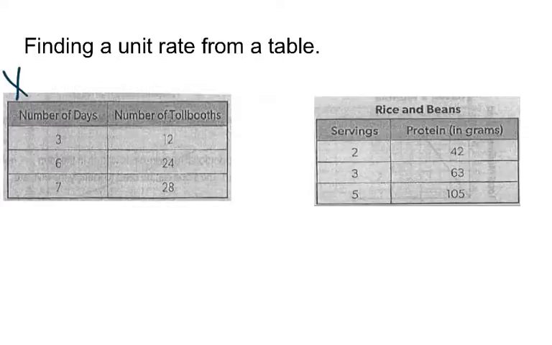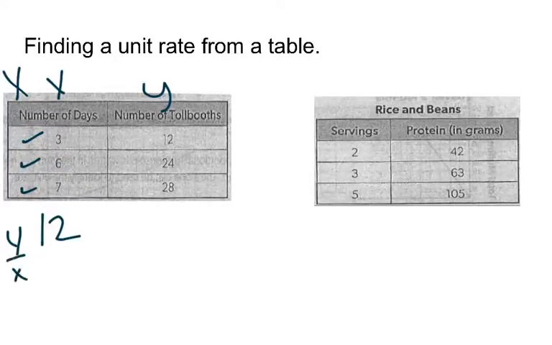So what I'm going to have to do is set up my rate and then reduce it or divide it so that I can get a 1 on the bottom. For instance, I can take any of these 3 data points. This is the X, this is the Y. So I'm going to say 12, because Y always goes over the top, Y over X, over 3. Well, I want a 1 on the bottom, and in order to do that, I have to say 12 divided by 3, so that is 4.